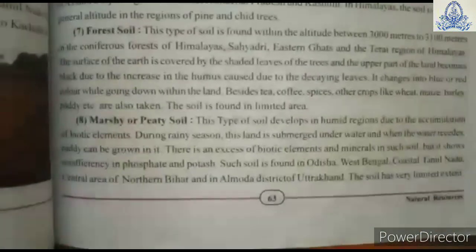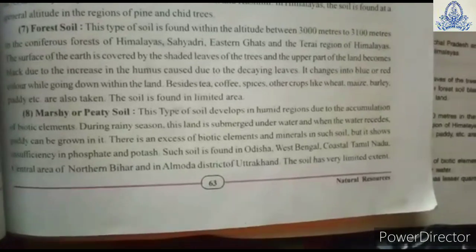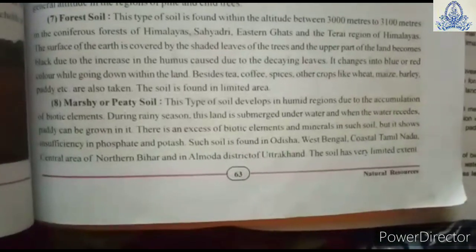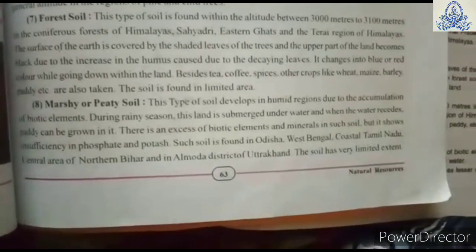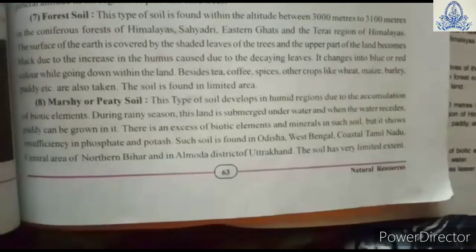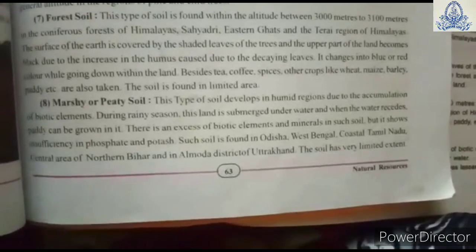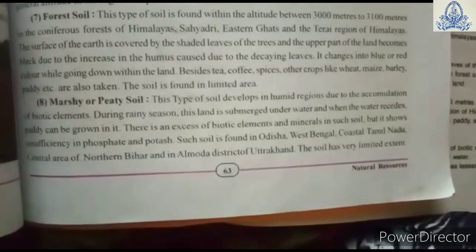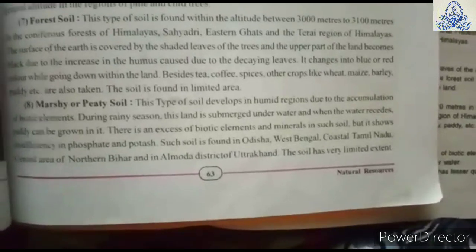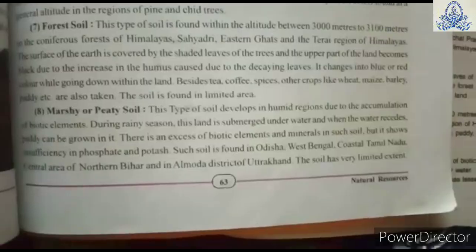Now the last is marshy or peaty soil. This soil develops in the humid region due to the accumulation of biotic elements. During the rainy season, the land is submerged under water, and when the water reduces, paddy can be grown here. Northern Bihar, Almora district of Uttarakhand, Odisha, West Bengal, coastal Tamil Nadu, this type of area contains marshes.